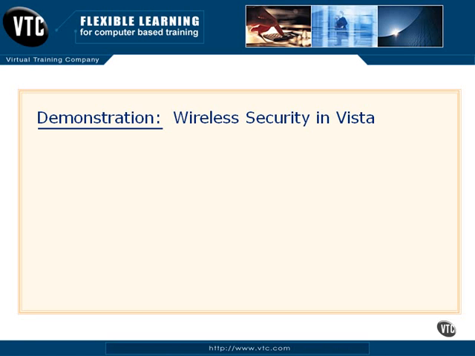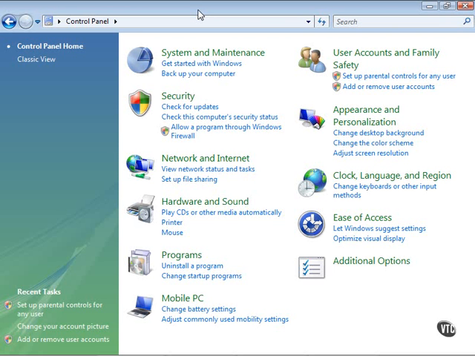Now let's go ahead and look at a demonstration of wireless security in Vista. We'll look at how to configure the wireless security options in Windows Vista, both at the GUI and at the command line. Like most other Windows configuration options, wireless security options are configured in the control panel.